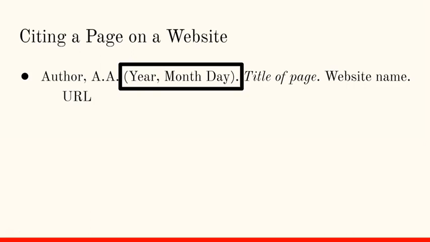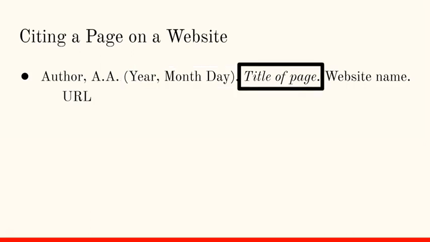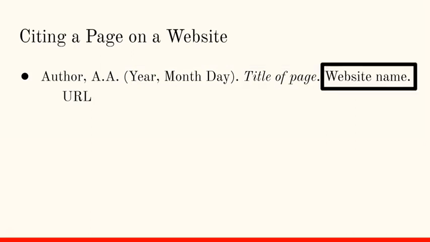I will say use caution when encountering websites with no author or date, as they may not be a credible or academic resource. Next appears the title of the web page, in italics with the first word capitalized. This is ended with a period. The next piece of information included is the website name, written in plain text with the first word capitalized.